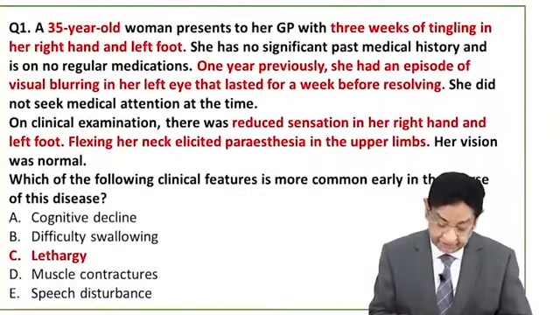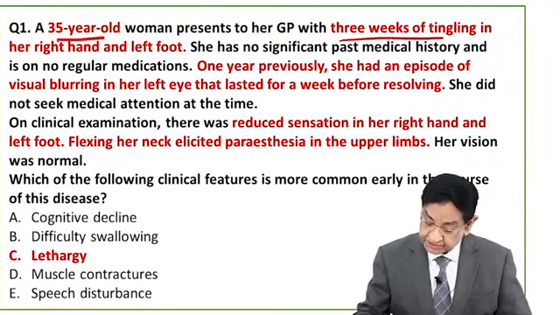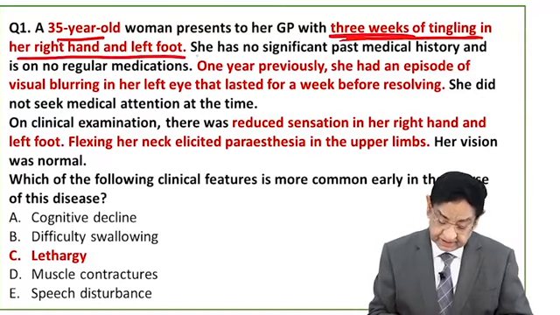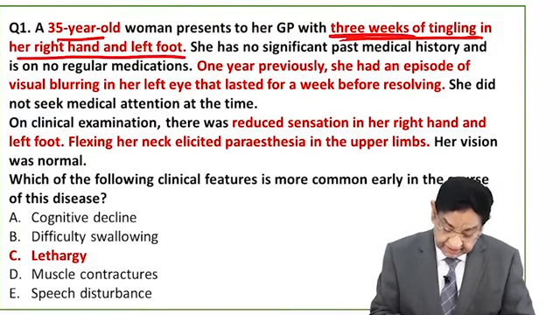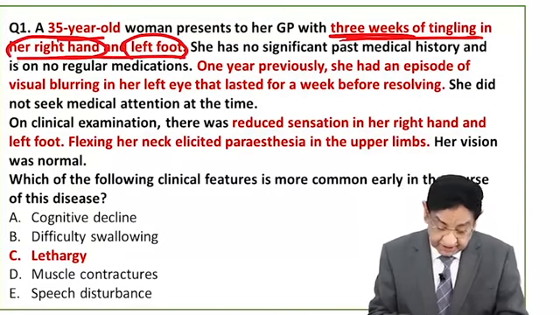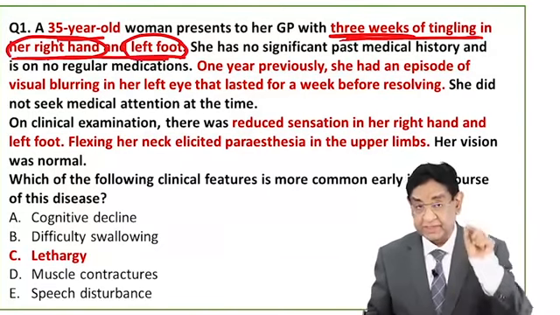We have a 35-year-old woman. She has 3 weeks of tingling in right hand and left foot. This is a very important point. It is right hand and the left foot. They are not on the same side. Point to be noted.